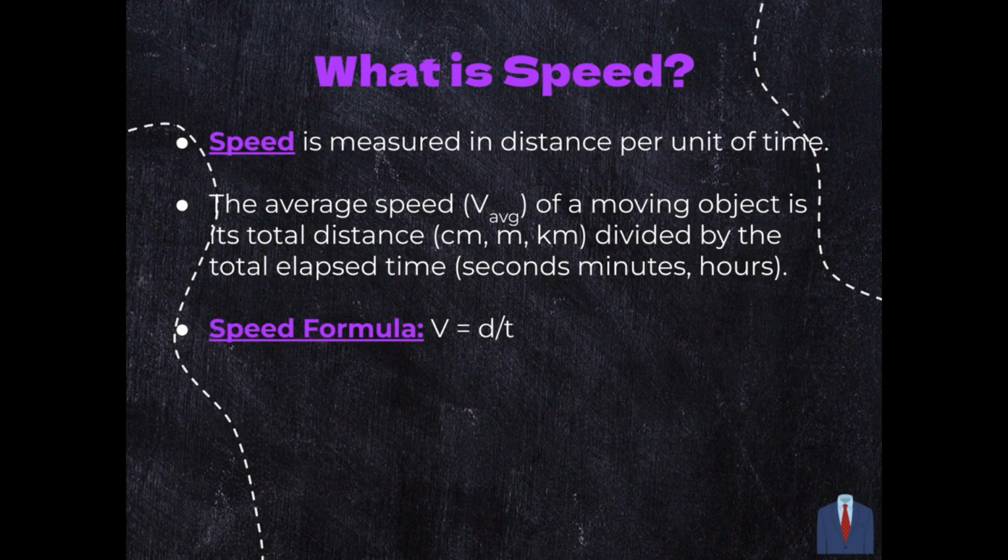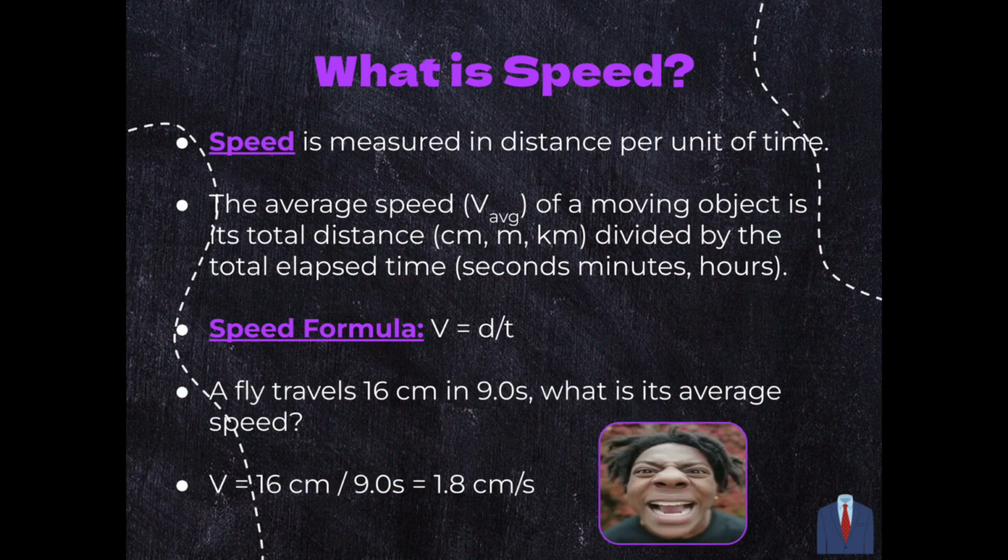Speed is the measurement that represents distance moved per unit of time. The average speed of a moving object is its total distance, whether that be in centimeters, meters, or kilometers, divided by the total elapsed time, which can be in seconds, minutes, or hours. Simply, v equals d divided by t.